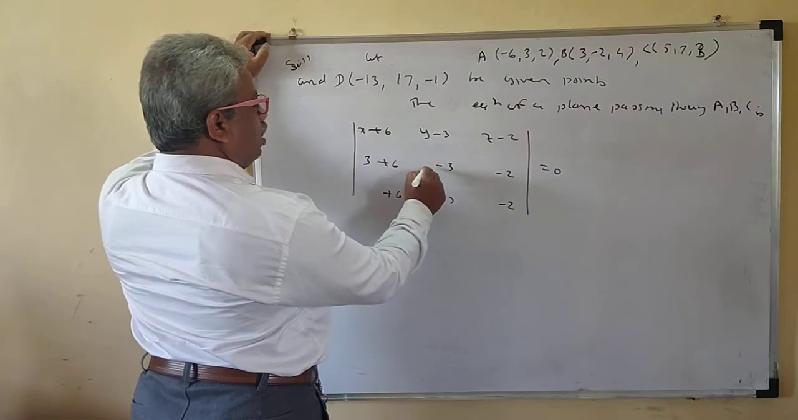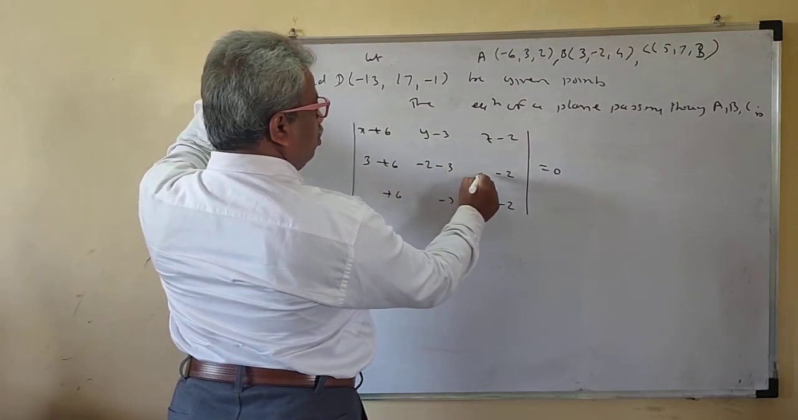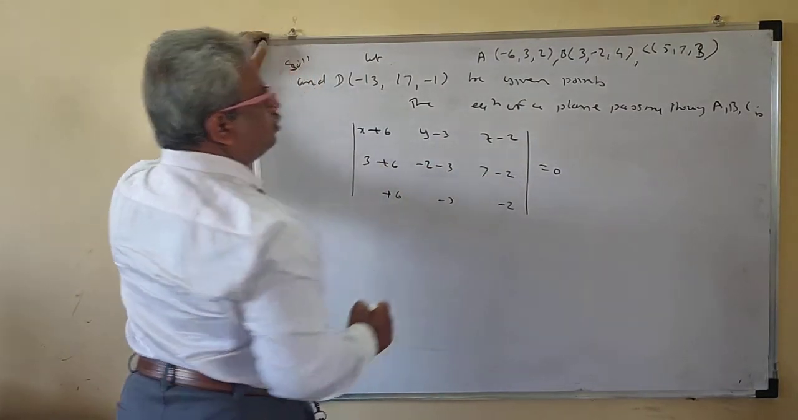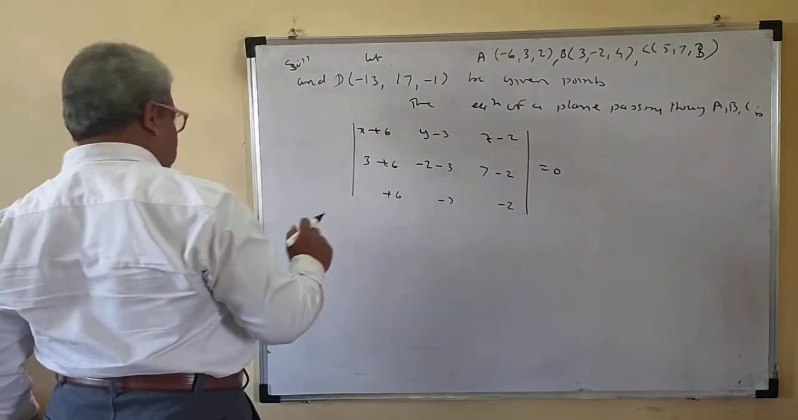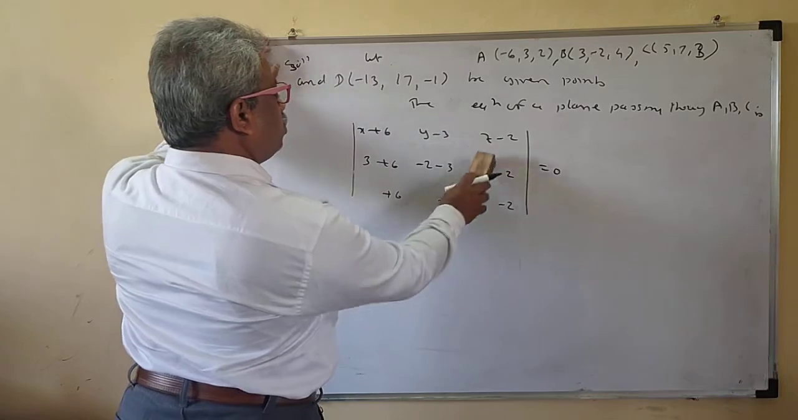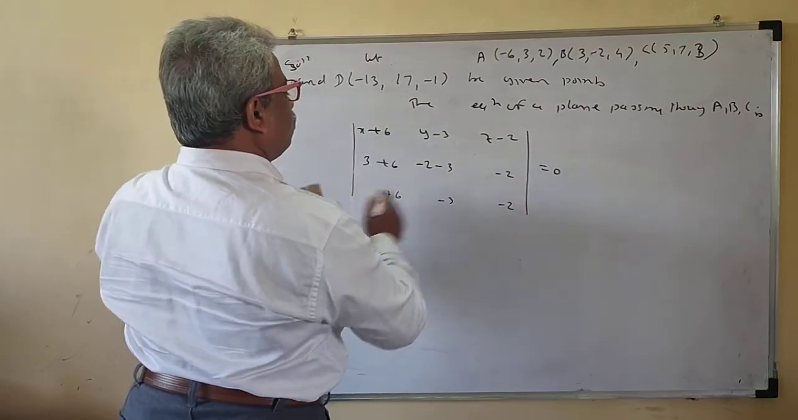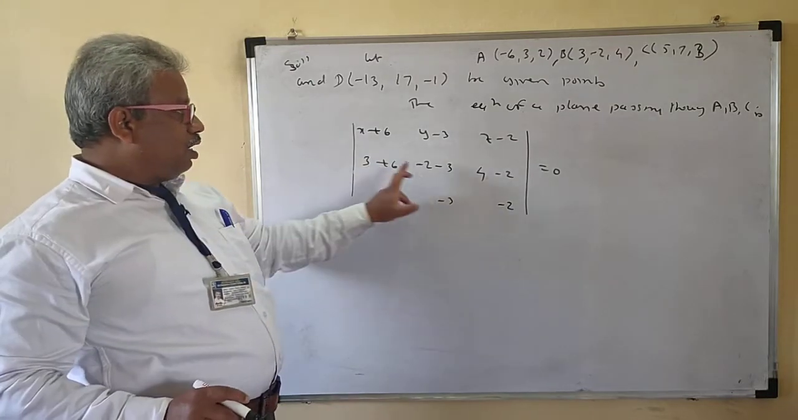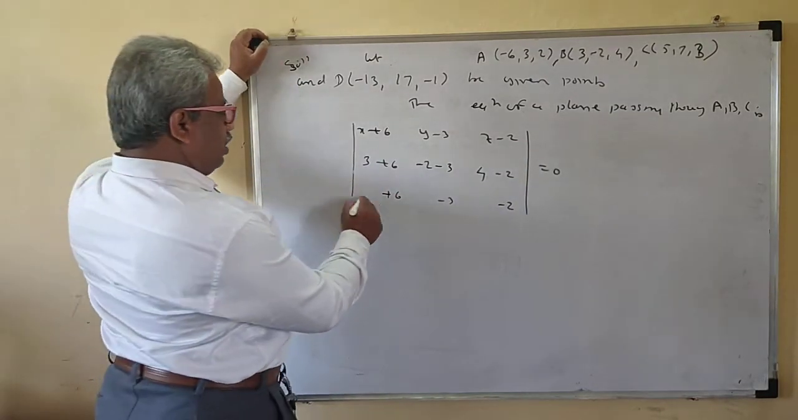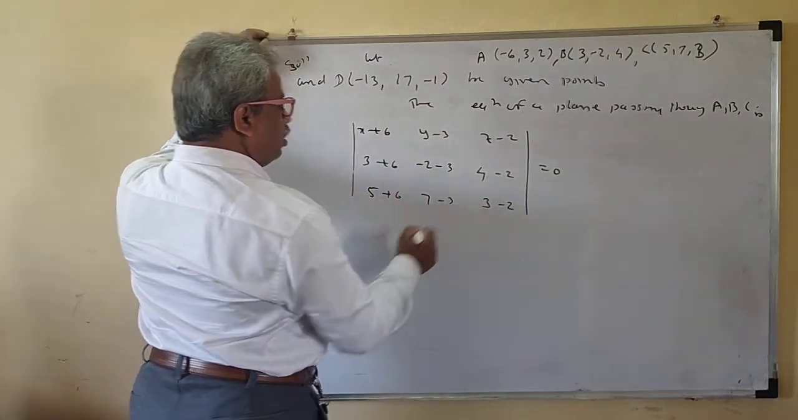So this is 3, minus 2, 7. Then the next row is 3 minus 2, 4. You have to write the coordinates of the other points now. So 3, minus 2, 4, and this is 5, 7, 3.